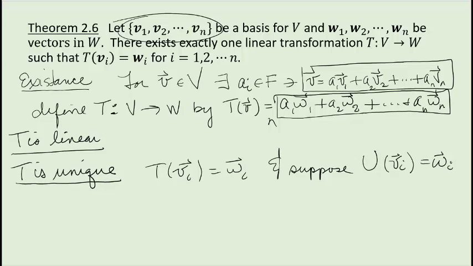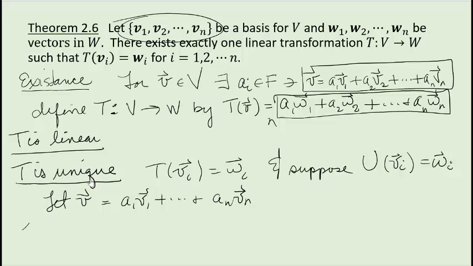To prove that T is unique, we'll do the same thing we always do. Suppose that T of the V sub i's is equal to W sub I, and suppose there's another one, U of V sub I, also gives us W sub I for I equals 1 through n. We want to show that T is the same as U on all vectors of V. So if we let V be an arbitrary vector in V, it would be A1 V1 plus down to A sub n V sub n, because that is a basis.